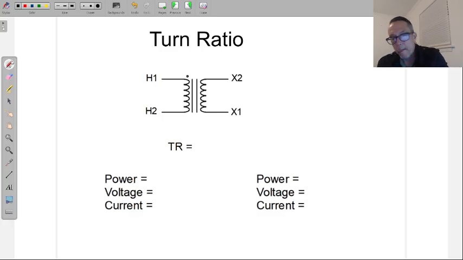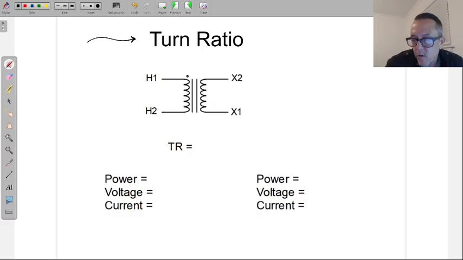Okay, so the only thing we really need to know about a transformer comes down to this: the turn ratio of the transformer. That's the most important thing we want to know about the transformer. So first of all, what is the turn ratio? It has to do with how many turns on the windings one side has versus the other side.